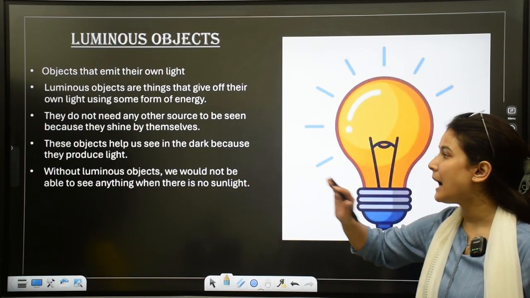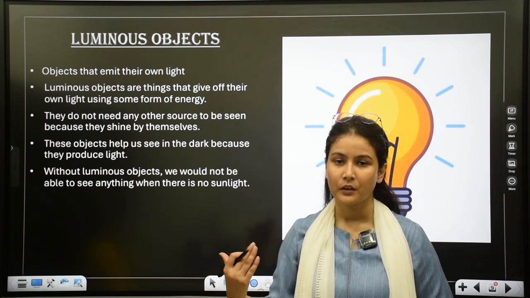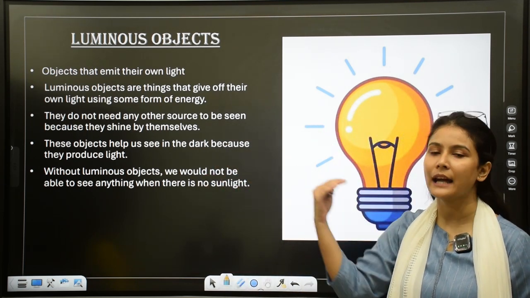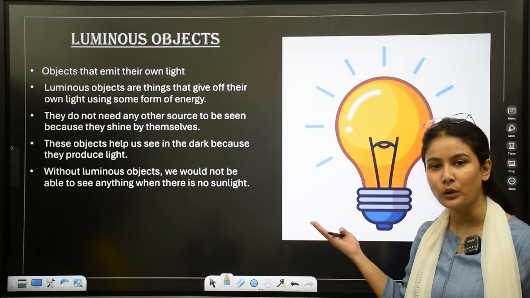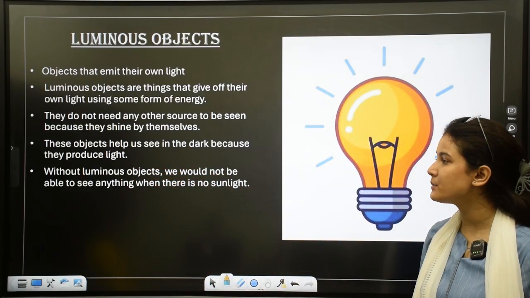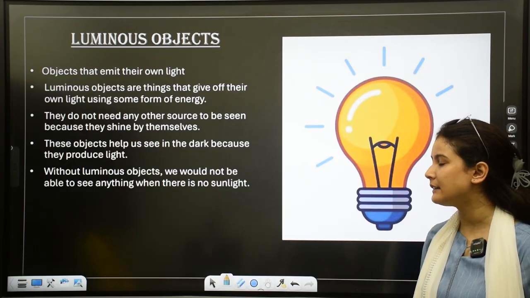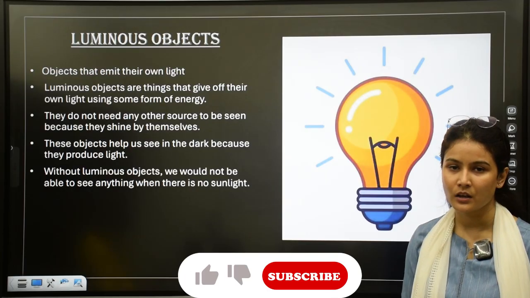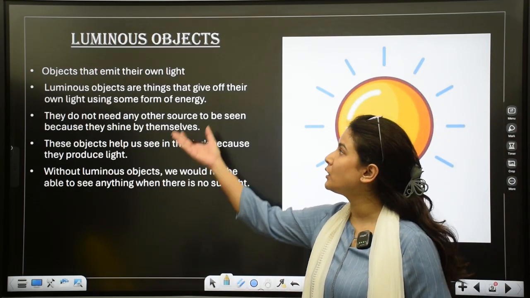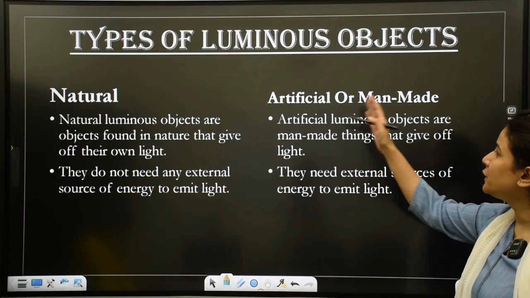It means that, for example, you can look at me because there is light in this room, right? But these objects, like the board, you can see the board without the light too. Why? Because it emits its own light. These objects help us to see in the dark because they produce light. Without luminous objects, we would not be able to see anything when there is no sunlight. After sunset, you would not be able to see anything if there were no luminous objects in our lives.